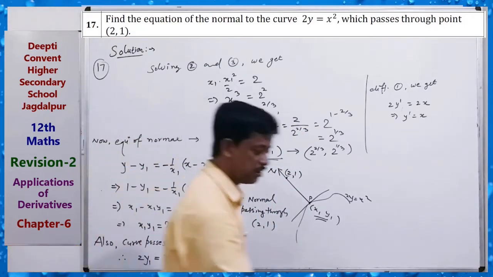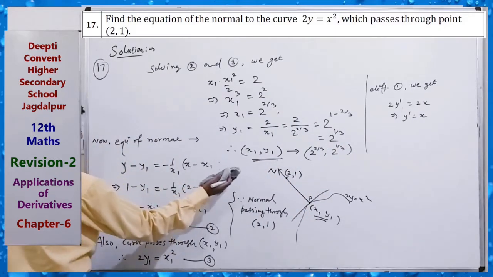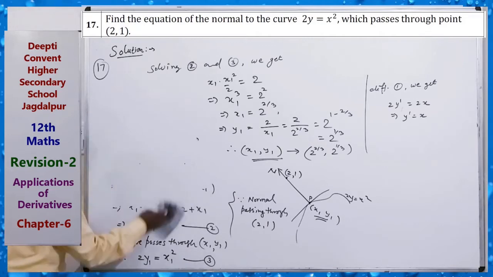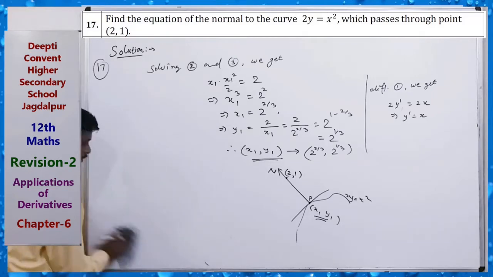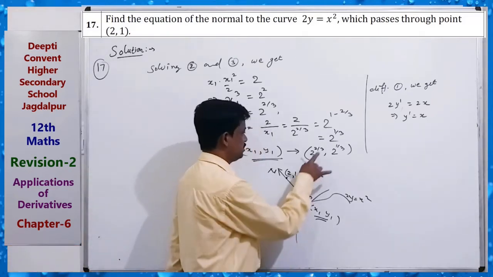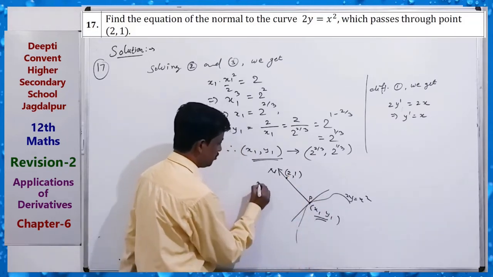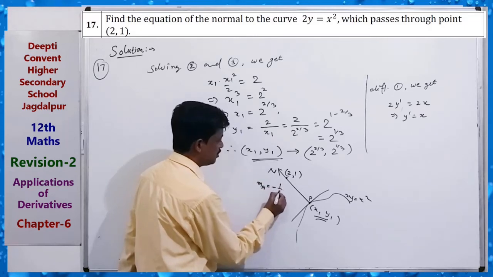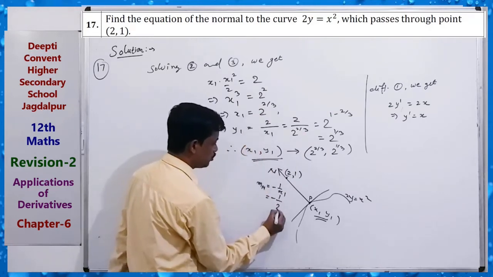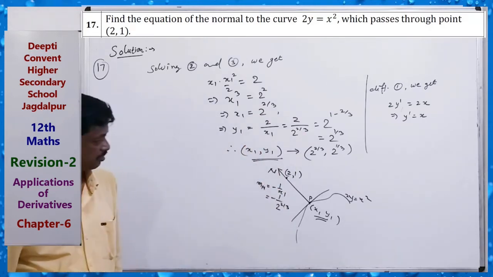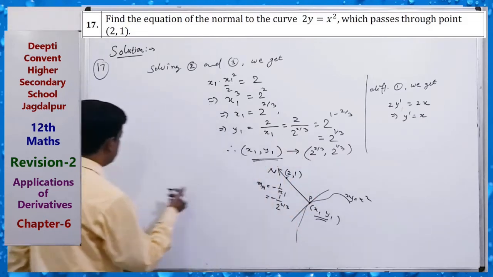Now we can find the equation of normal. Normal passing through this point, and having slope minus 1 by x1, that is minus 1 upon x1, means what? x1 means 2 to the power 2 by 3. This is the slope of normal, this is the passing point.